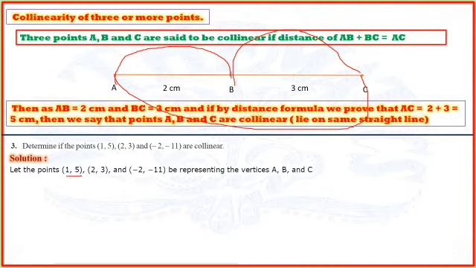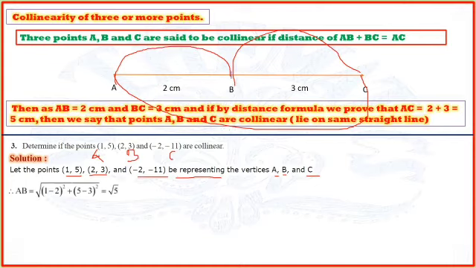Let the points (1, 5), (2, 3) and (-2, -11) represent the vertices A, B and C. Then the distance AB, first and second: (1 minus 2) whole square, (5 minus 3) whole square. 1 minus 2 means -1, whole square means +1. And then 5 minus 3 means 2, and the square of 2 is 4. So 4 plus 1 is equal to √5.